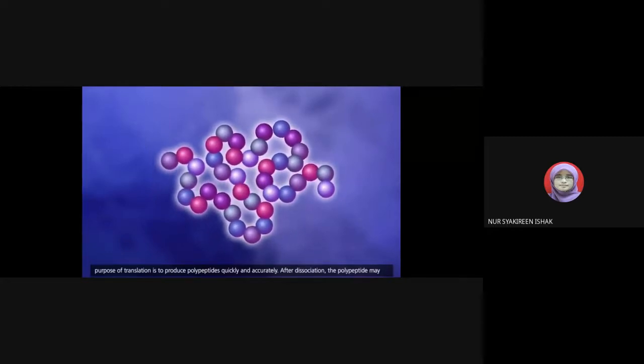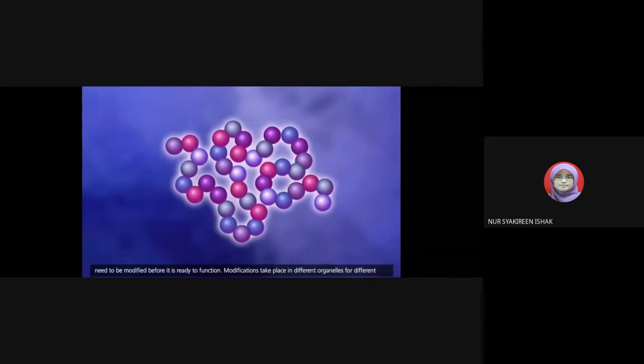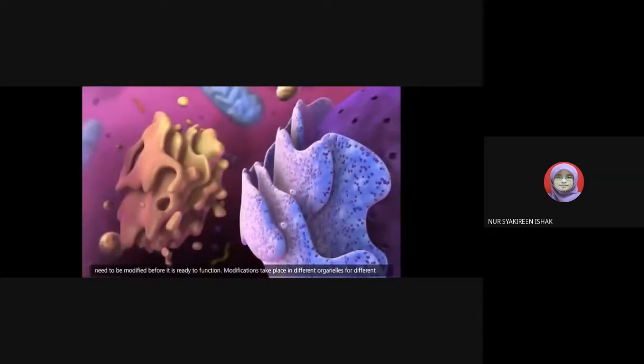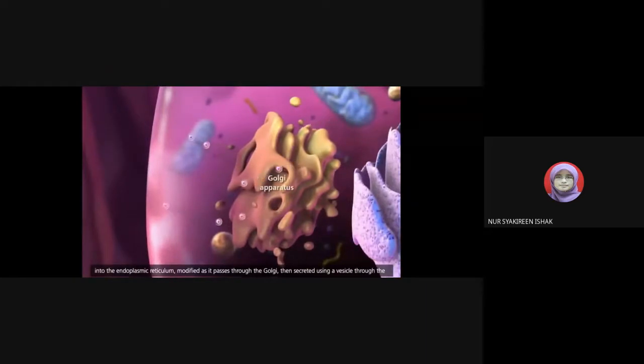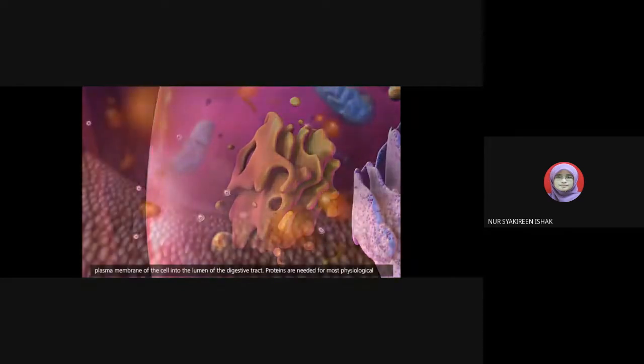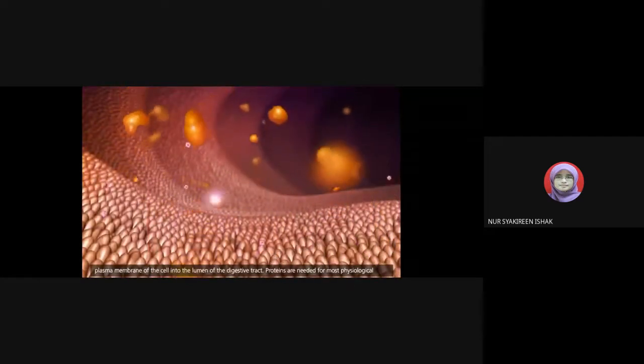After dissociation, the polypeptide may need to be modified before it is ready to function. Modifications take place in different organelles for different proteins. In order for a digestive enzyme to be secreted into the stomach or intestines, the polypeptide is translated into the endoplasmic reticulum, modified as it passes through the Golgi, then secreted using a vesicle through the plasma membrane of the cell into the lumen of the digestive tract.